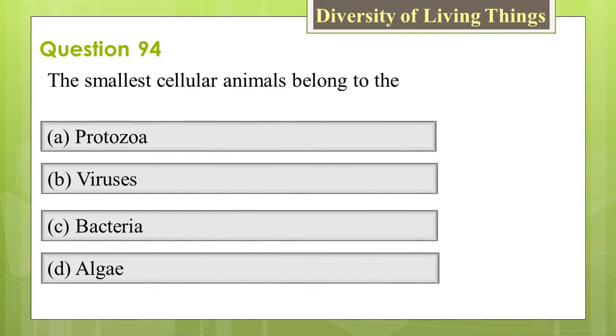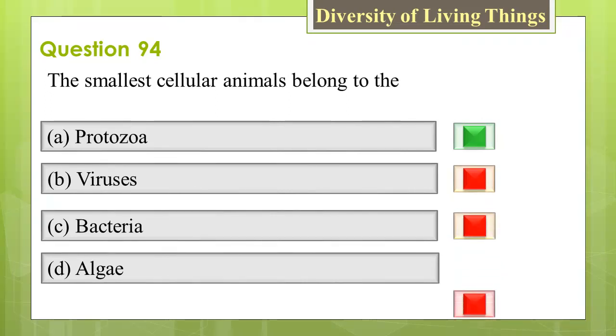Question 94. The smallest cellular animals belong to the A. Protozoa. B. Viruses. C. Bacteria. D. Algae. Which of the following alternatives is the best alternative? The best alternative is A. Protozoa.